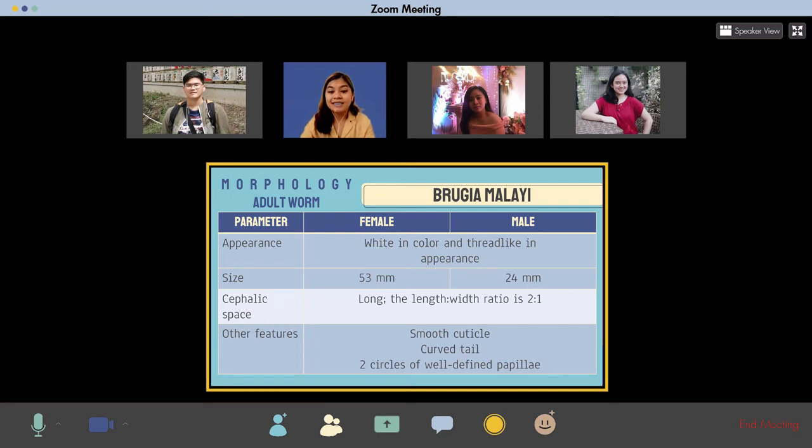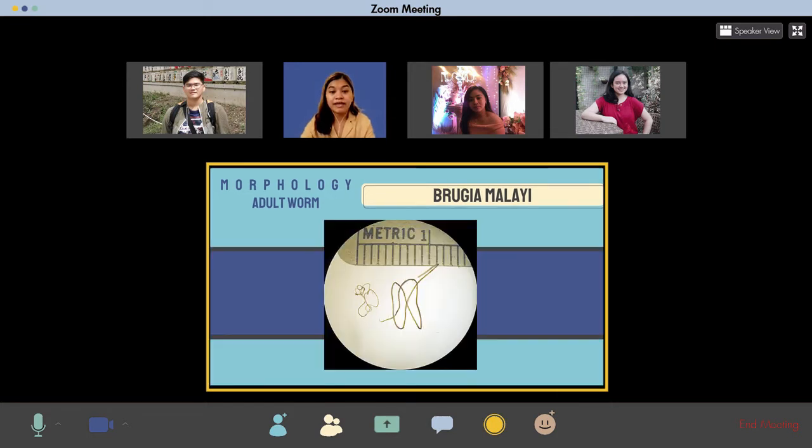The head is slightly swollen and has two circles of well-defined papillae. So the tail of the Brugia malayi is ventrally curved. The picture shows the male and female Brugia malayi which vary in size, and as I said a while ago, the female worm is longer than the male worm. This only shows that sexual dimorphism exists between the adult female and the male.